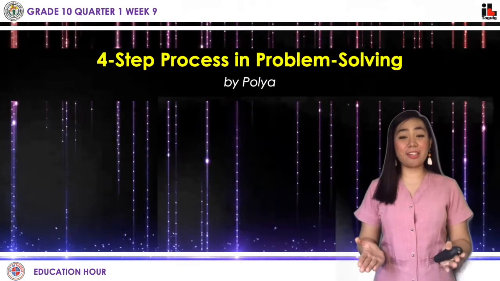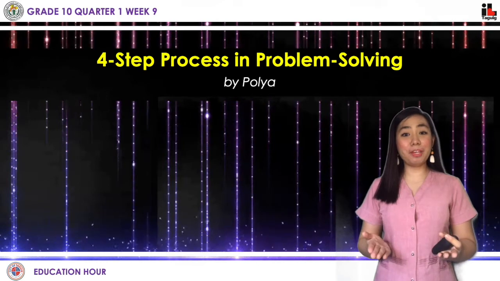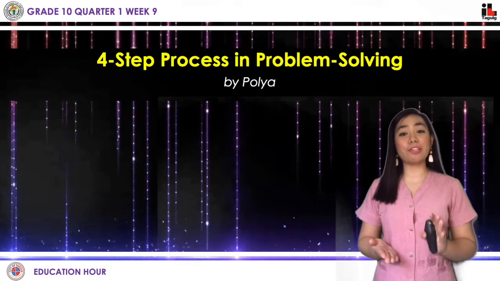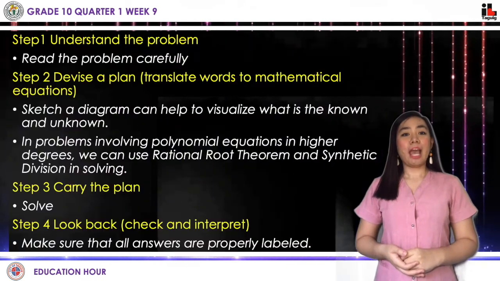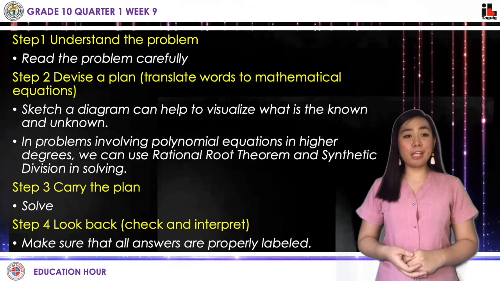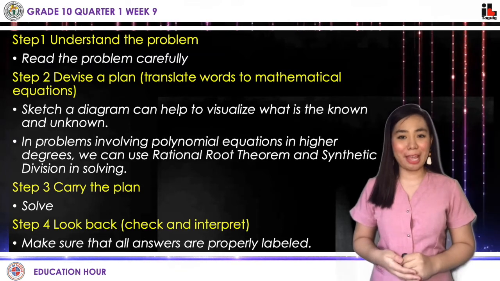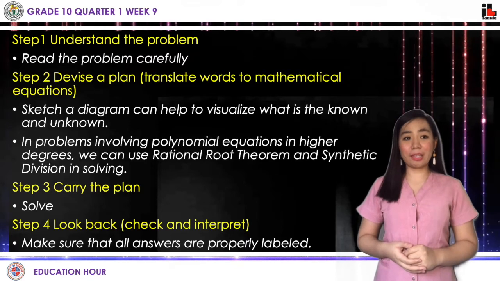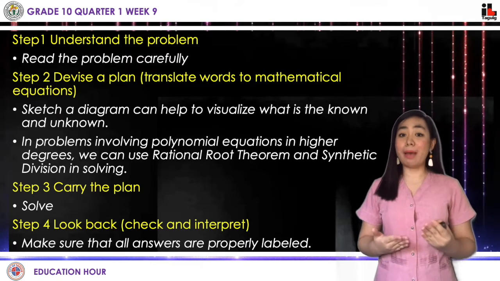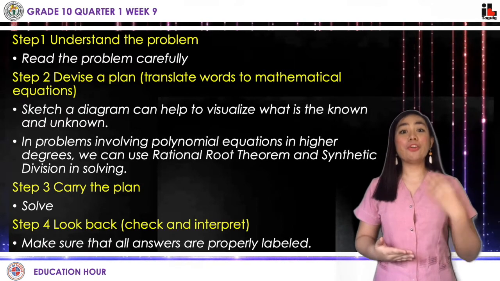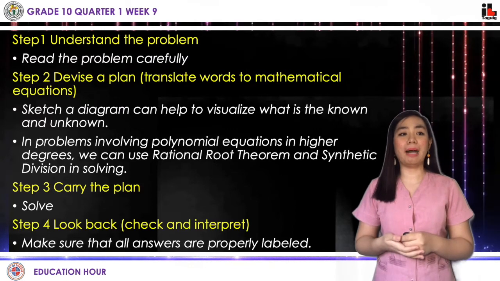Now we have discussed different problems involving your polynomials. To help you in problem solving, I have here the 4-step process by polynomial. So for the first, understand the problem. Make sure to read the problem carefully, that you were able to understand it well. Our second step is to devise a plan. Translate words to mathematical equations. You can sketch a diagram to help you visualize what the problem is all about.